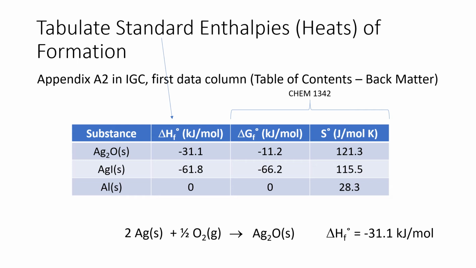So this number that you're pulling out of the table, the negative 31.1, is the enthalpy for the reaction. 2 silver solids plus 1/2 oxygen gas yields Ag2O solid.